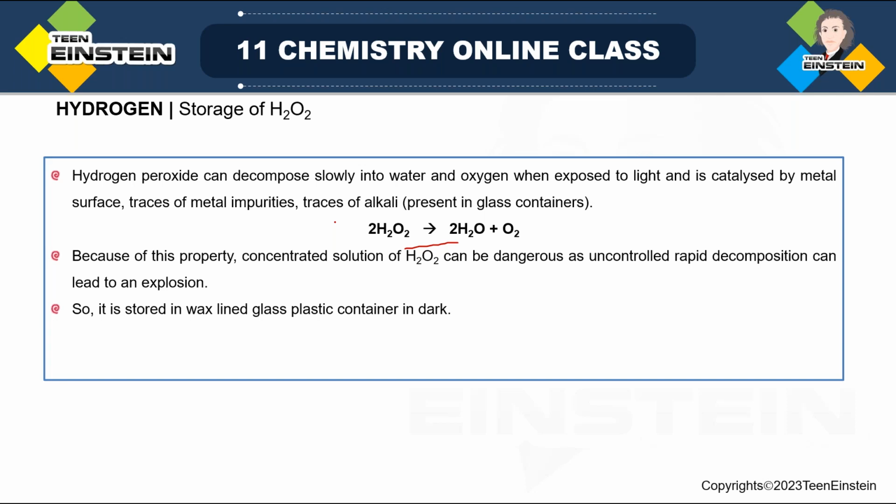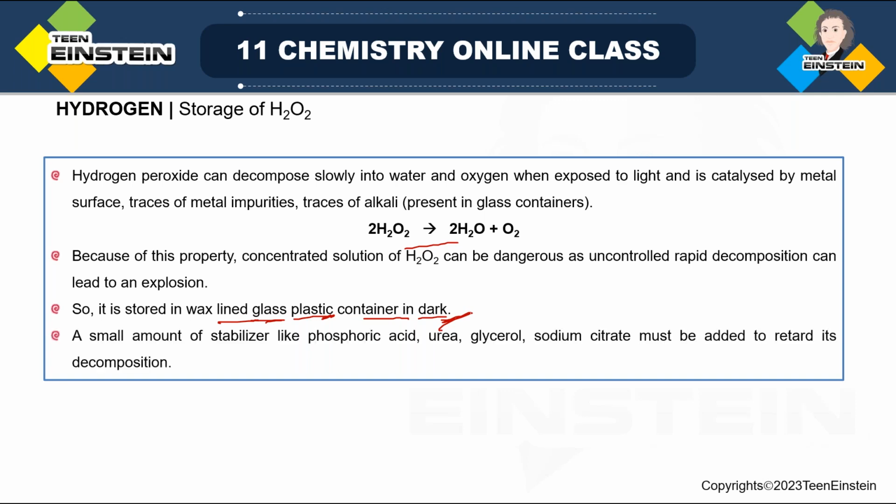Because of this property, a concentrated solution of H2O2 can be dangerous if you are not taking proper care, because there will be uncontrolled rapid decomposition leading to explosion. So what to do? It is stored in a wax-lined glass or plastic container in the dark. So glass is fine, but it should be wax lined. That is specially prepared, but mostly it is kept in a plastic container, and better if it is a dark colored plastic container, and it should never be exposed to light. These are the precautions we should take.